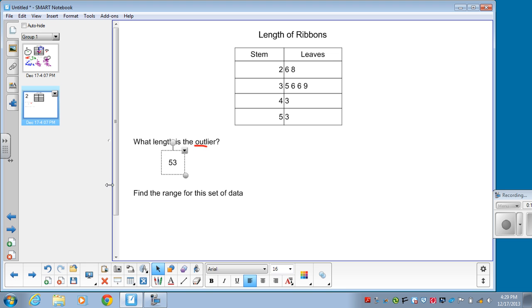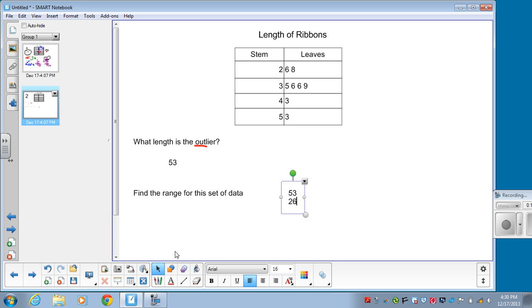Now find the range. How do we find the range? If you said subtract the least number from the greatest number, you're correct. We already know that the greatest number is 53. Now we just need to find out what's the least number. Remember, greatest number is down here, least number is up here. So we know it's in the 2. Is it 26 or 28? Which number is the smaller number? If you said 26, you're correct.